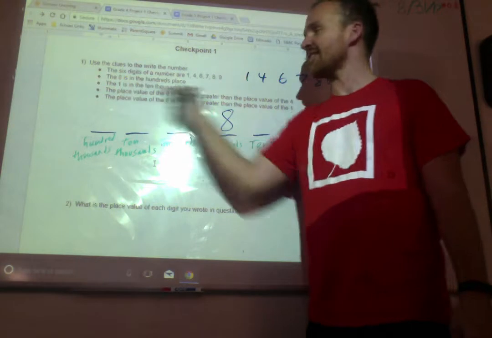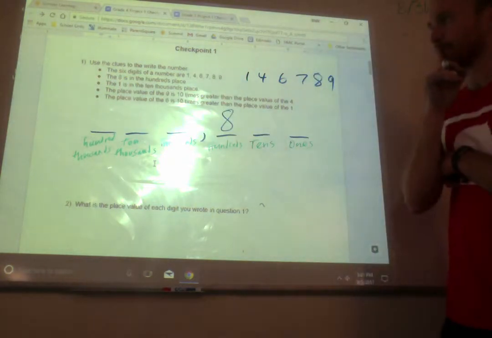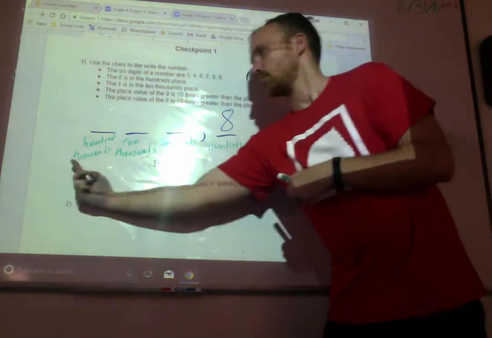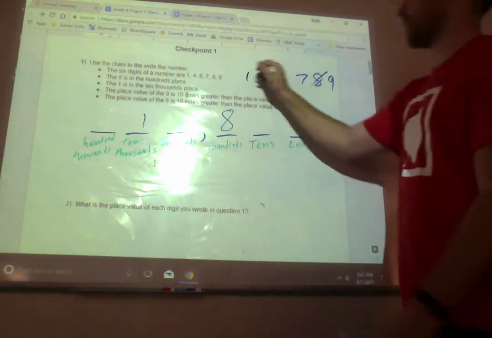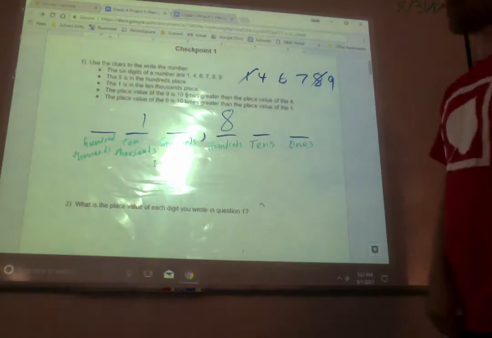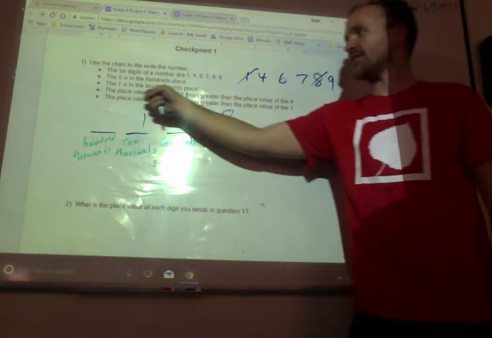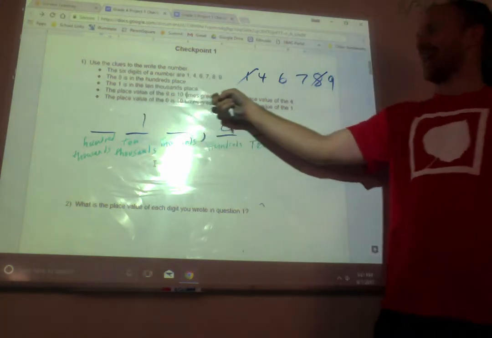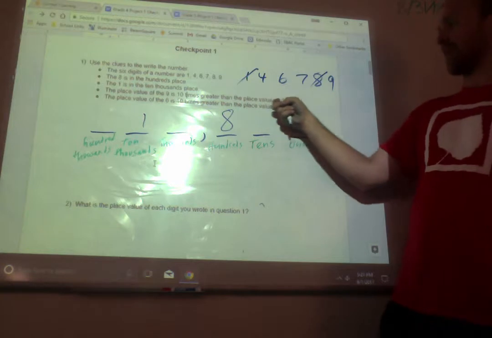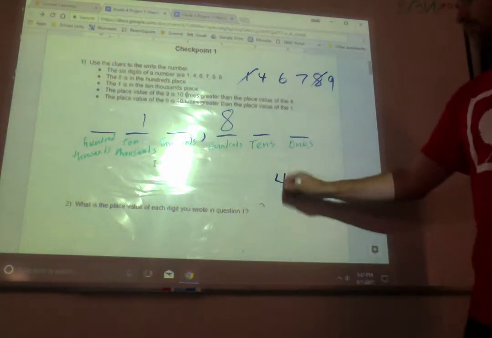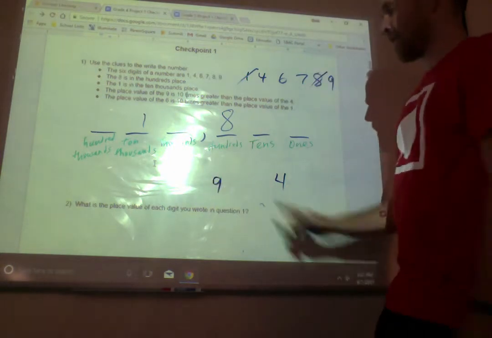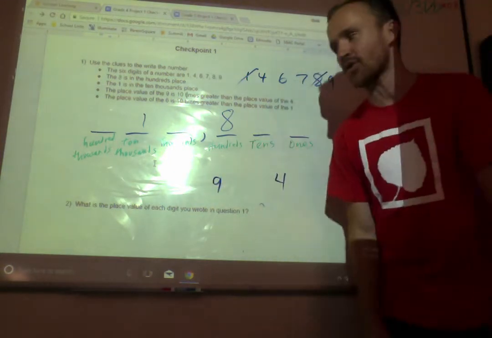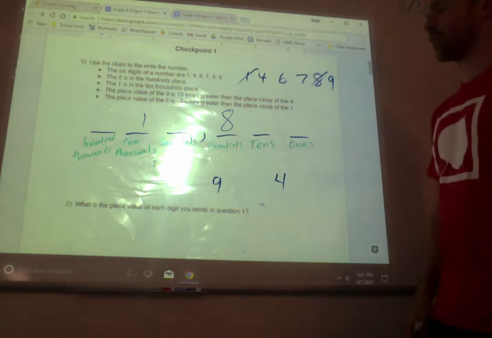The 1 is in the 10,000s place. Now these other numbers here, where do they go? Well, the place value of the 9 is 10 times greater than the place value of the 4. The 4 is somewhere over here, the 9 is somewhere over here. The 9 is 10 times greater than the place value of the 4.